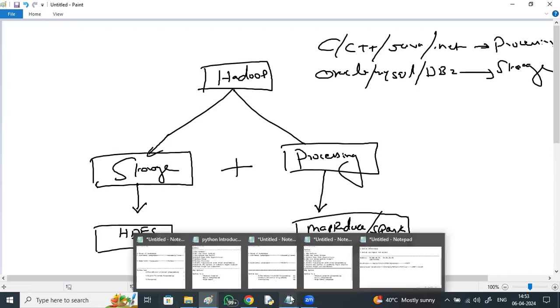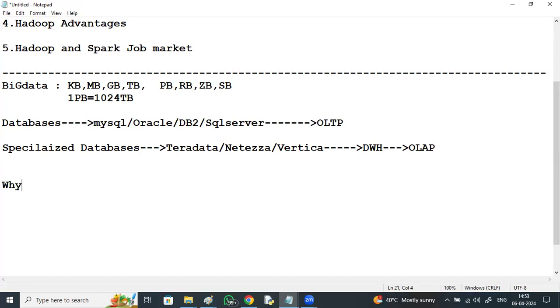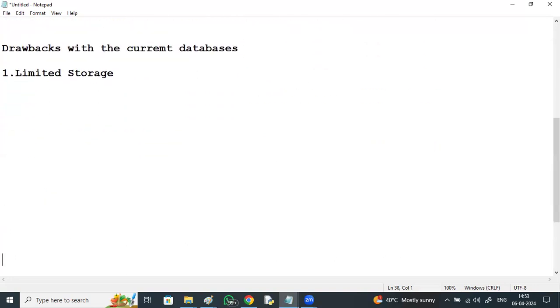And coming to this, why are databases not used for storing Hadoop's data? Drawbacks with the current databases. First thing is limited storage in most of the databases. Unlimited data storage is not possible. Limited storage in GBs or in TBs.